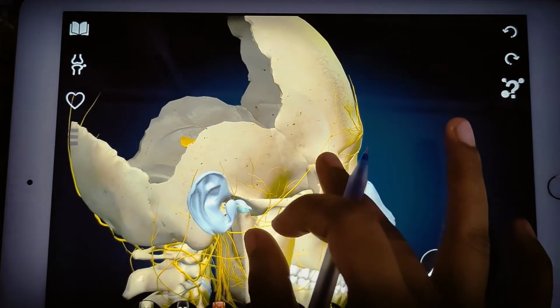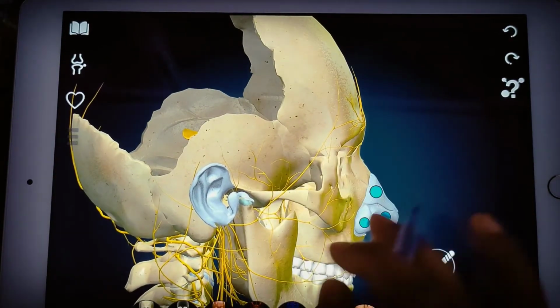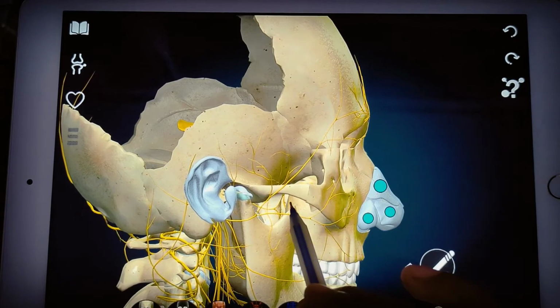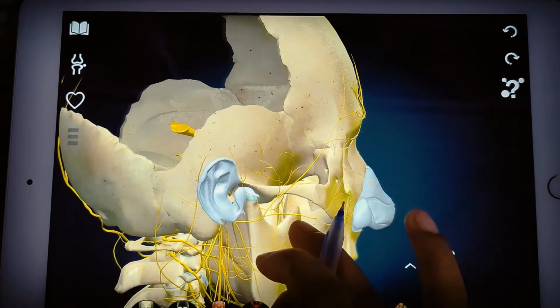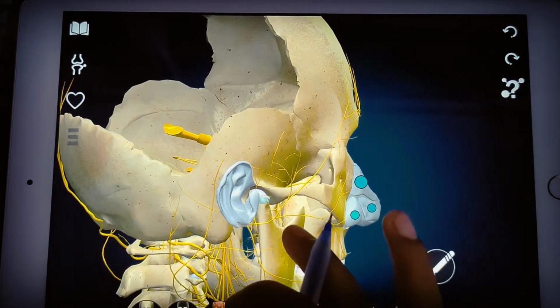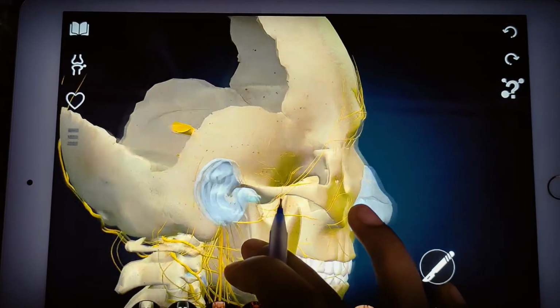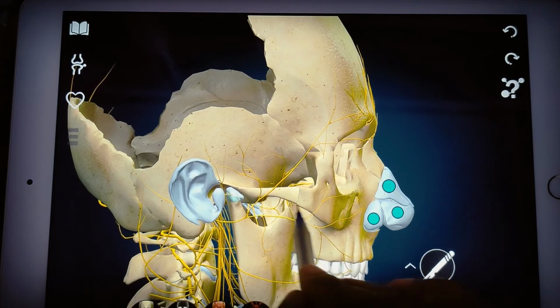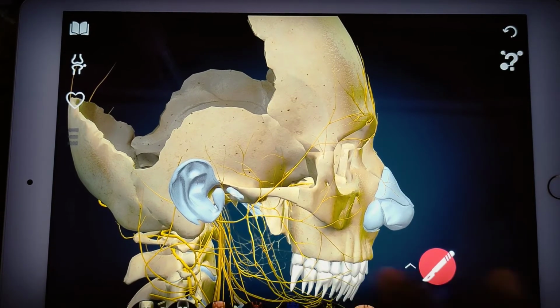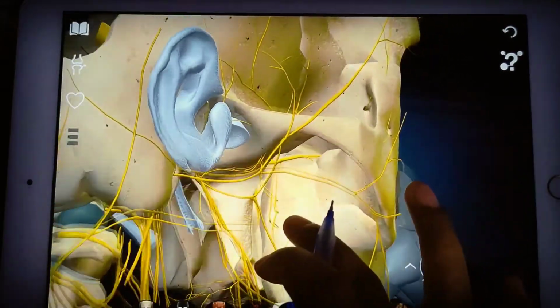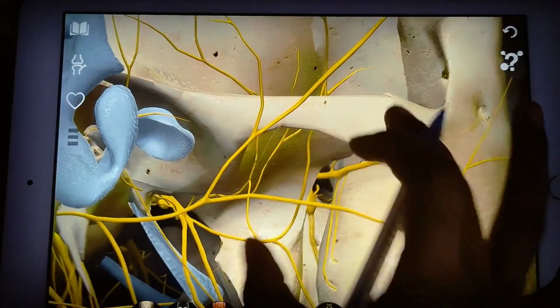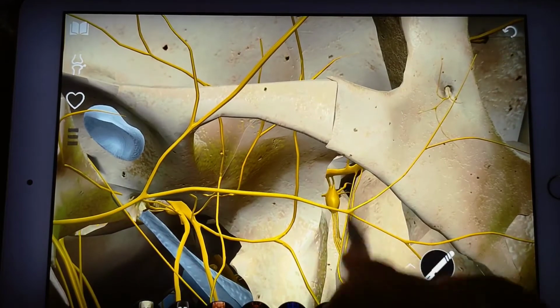For your better understanding, I'm going to omit this mandible. This is your pterygopalatine fossa. The trigeminal nerve goes through the foramen rotundum and comes here, to the pterygopalatine fossa. I'm going to omit this one. Fine. This fossa here is the pterygopalatine fossa.